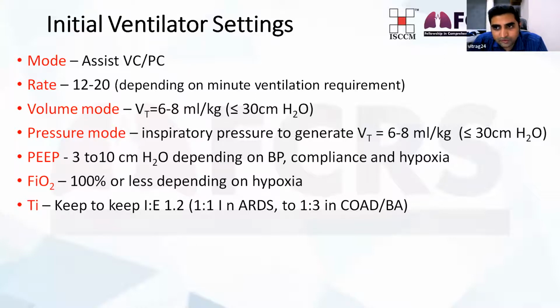Usually we start PEEP with 4 to 5, and we can increase in ARDS patients as per PEEP titration. FiO2 we initially start with 100%, and then we can decrease every 5 to 10 minutes if lungs are normal. We are not intubated for ARDS as per SpO2 and PO2. And inspiratory time to keep I:E ratio 1:2 to 1:3. 1:1 in ARDS, 1:3 to 1:4 in obstructive airway disease, but in general we try to keep it 1:2.